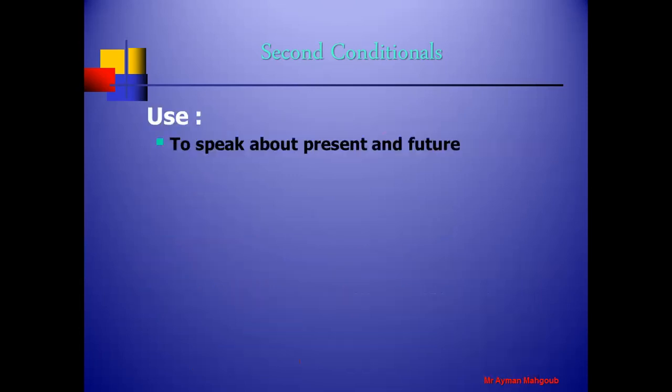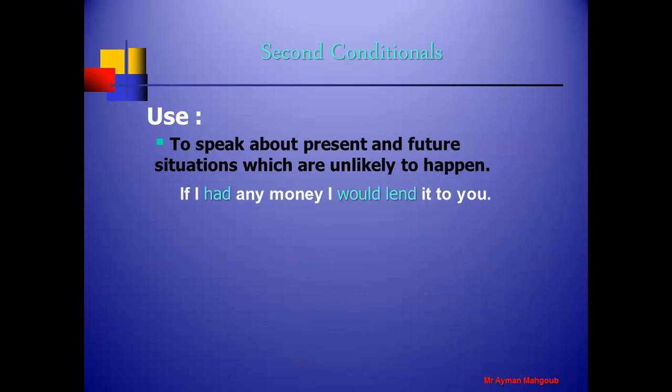The use of the second conditional, as we said, is to speak about the present and the future. Present and the future what? Situations which are unlikely to happen, meaning improbable to happen. If I had any money, had here is in the past simple, okay, not past perfect. Had is a past form of have, no problem. If I had any money, I would lend it to you. Why unlikely to happen? That means I do not expect to have any money. I do not have any money at all. So I will not lend you any.